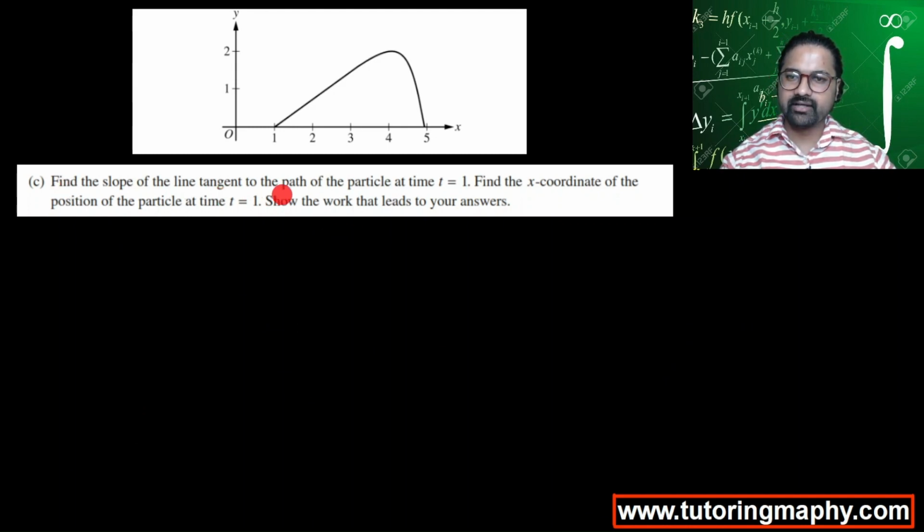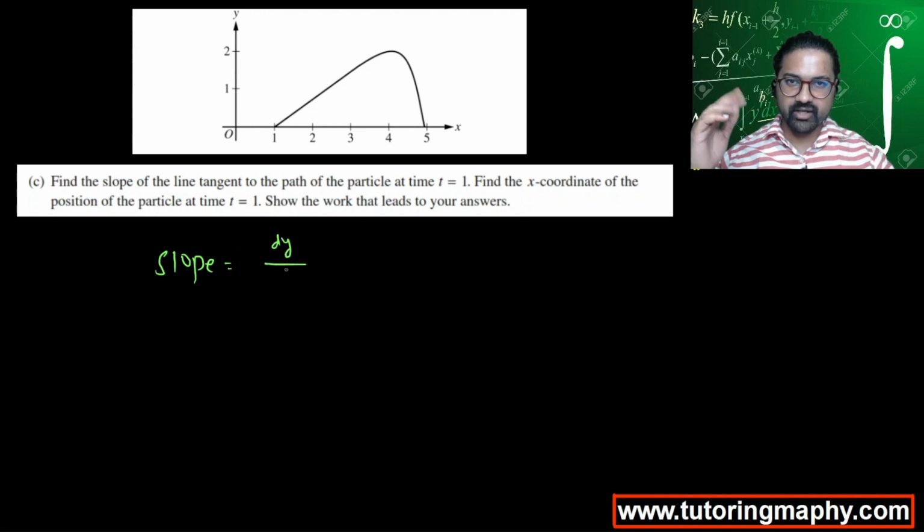Find the slope of the line tangent to the path of the particle at t equal to 1. Then, find the x-coordinate of the position of the particle at time t equal to 1. The slope of the line tangent to the path is nothing but rise over run, right? So the slope is nothing but the rise, dy, over the run, which is dx.